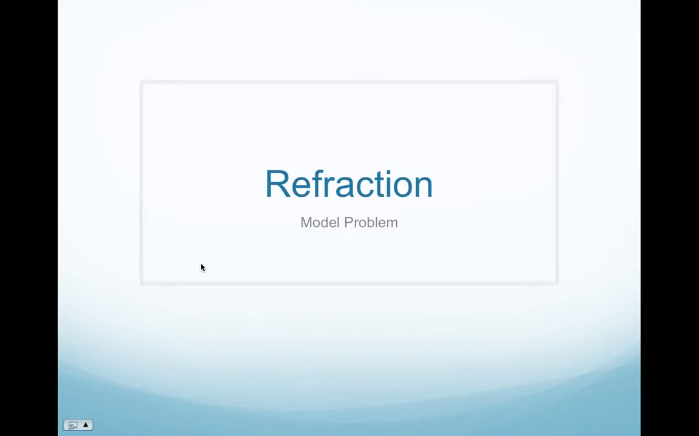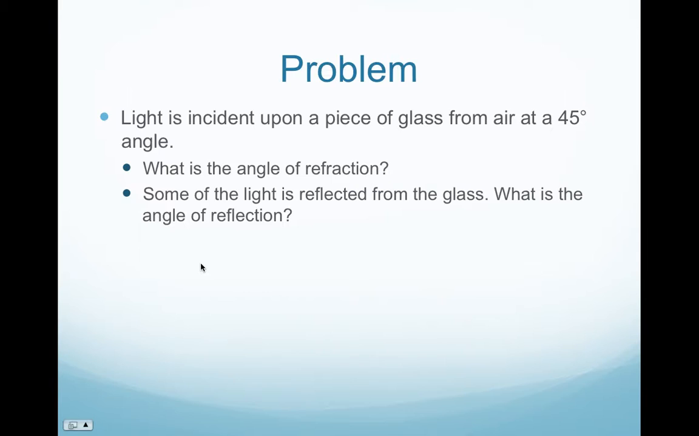This is the model problem for this lesson. So here's the problem. We have light falling on a piece of glass from air at an angle of 45 degrees. And the first part of the question is, what's the angle of refraction? Well, let's take a look.